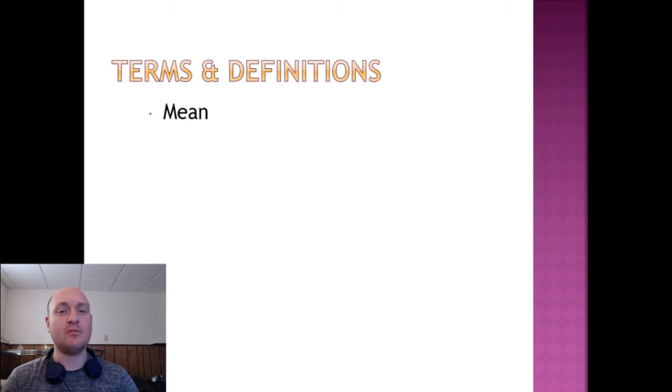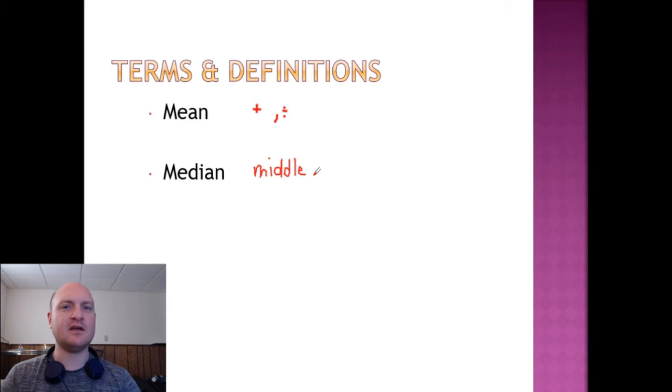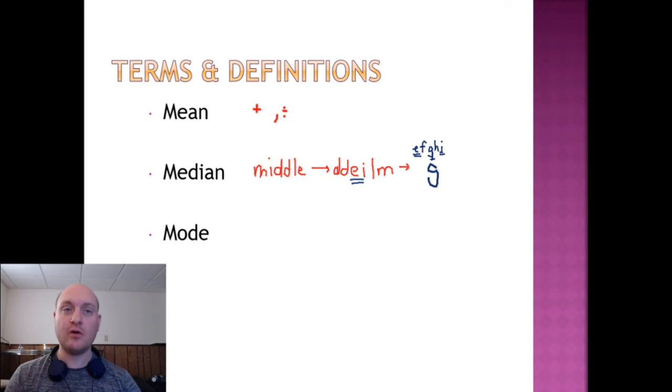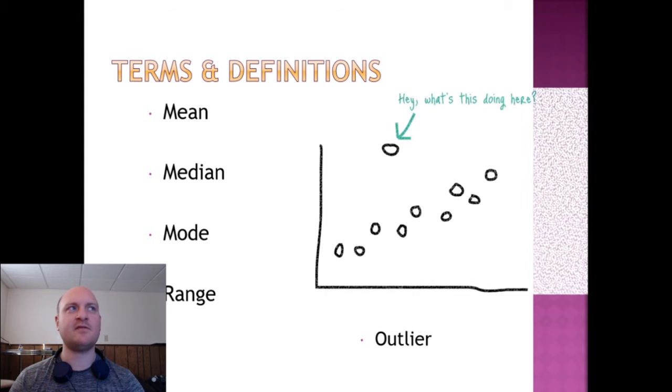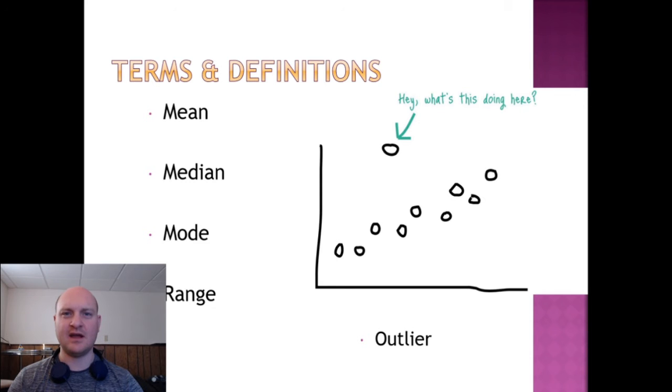We'll start with mean, which for math is adding all the values up and then dividing by how many values you have. Next is the median, which is the middle value when the data is arranged. Anyway, there's mode, which is the most commonly occurring value in the data, and then there's range, which is the difference between the highest value and the lowest value. Finally, there's outlier, which is when all of your data seems to fit a trend, except for that one point that lies outside of the rest.